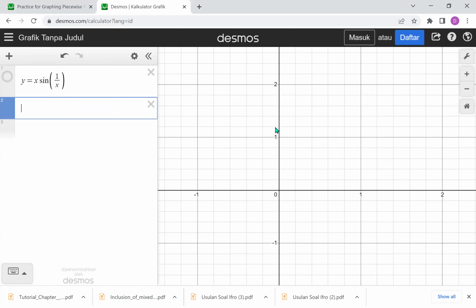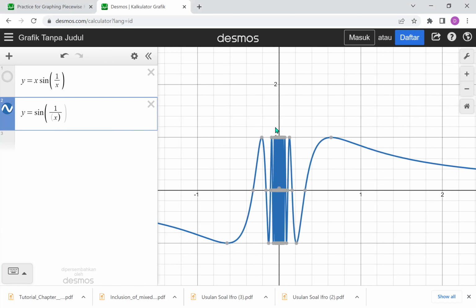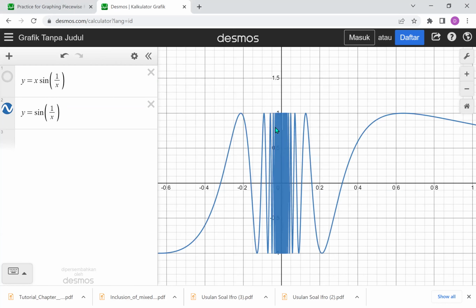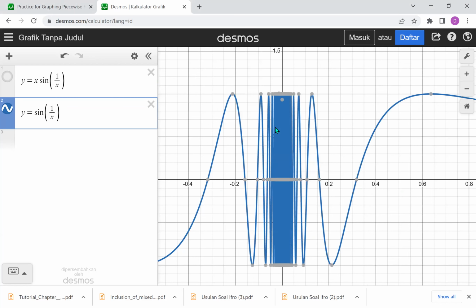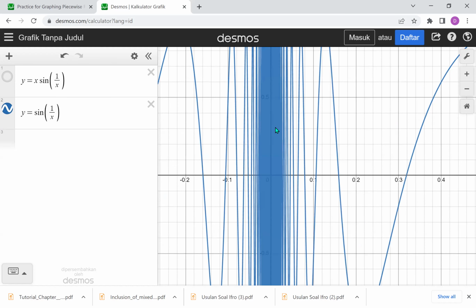Let me zoom in first and then take y equals sine 1 over x. Okay, so that's the graph of the second one. You'll see that around x equals 0, the value of the function is oscillating indefinitely. So it does not approach any particular real number. That's why the limit of the function does not exist.